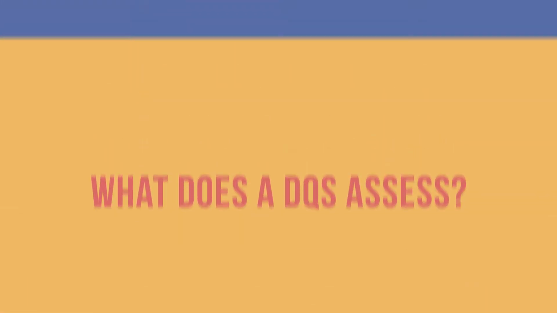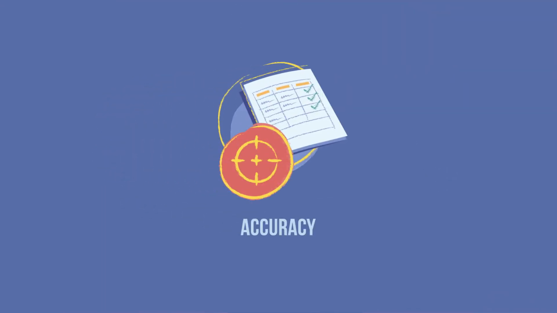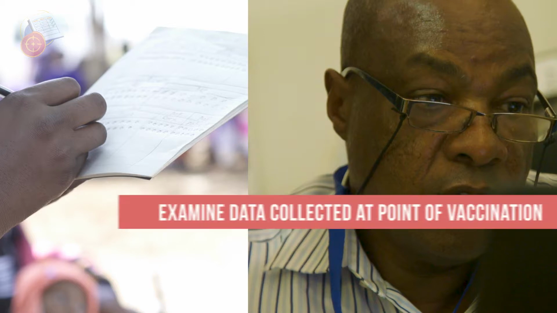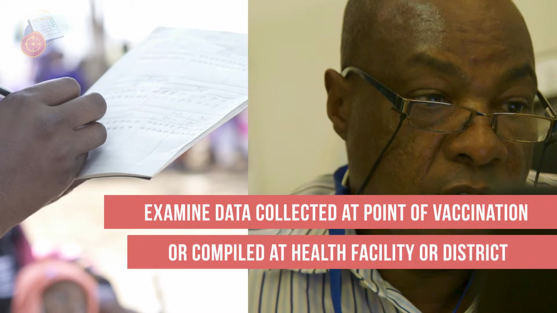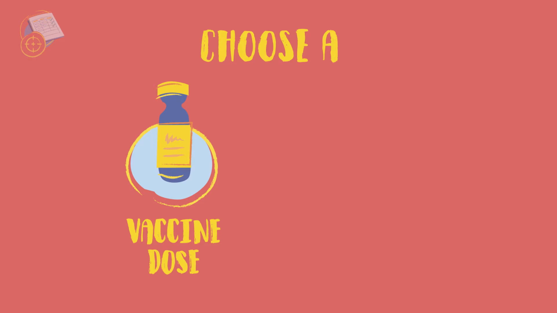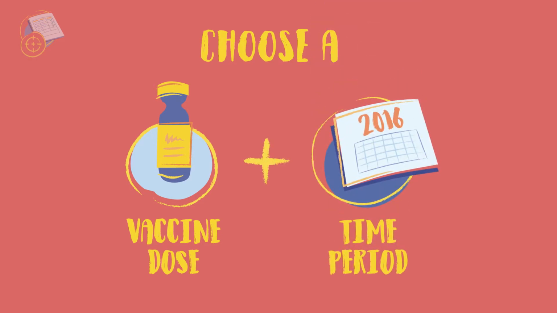The first questions asked in a DQS are about accuracy. How accurate are the immunization coverage data? Usually, staff will look at monitoring practices at the district and/or health facility level. So when trying to answer this question, staff will typically examine data collected at the point where vaccines are given, such as tally sheets, or at the data compiled at the health facility or district level, or all of these. Staff will choose a particular vaccine dose, such as pentavalent 1, and a particular time period, such as the previous year.